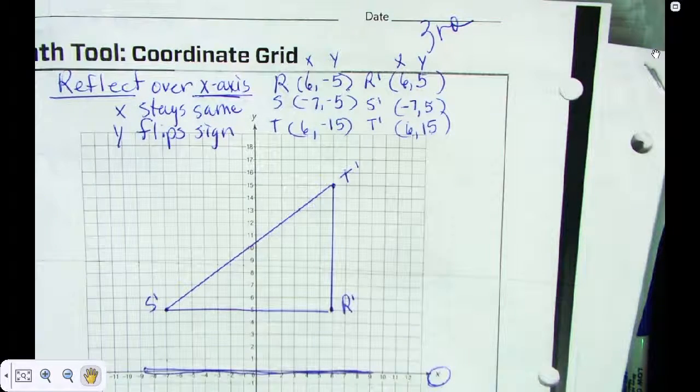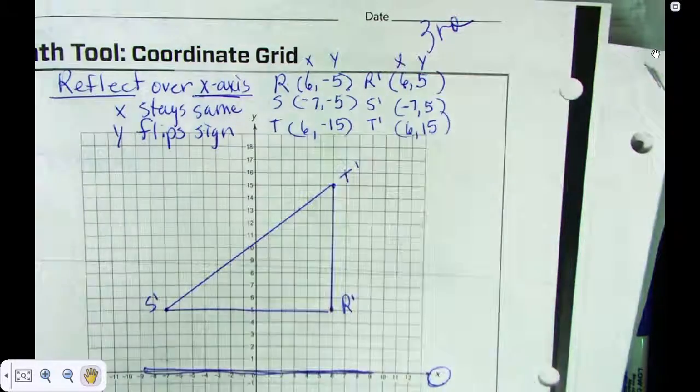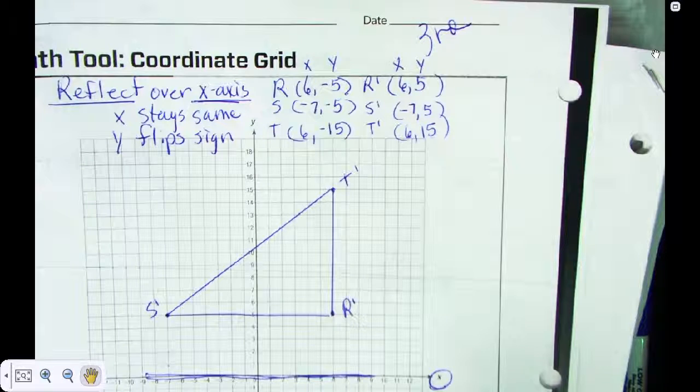Now, if I went over the y-axis, tell me what you think happens. When I go over the y, the x flips the sign, y stays the same. Does that make sense? Okay.